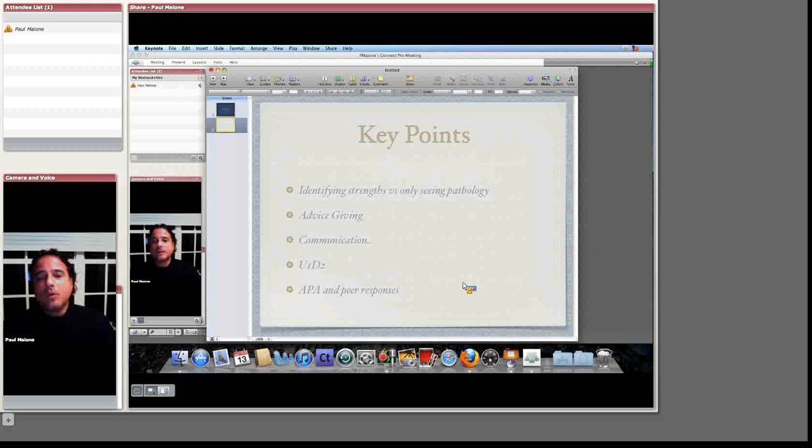And this is a skill because you can look at strengths in a very superficial way, or you can look at them more deeply, and you get better at this as time goes on. So I think an exercise like this is great in terms of identifying strengths.